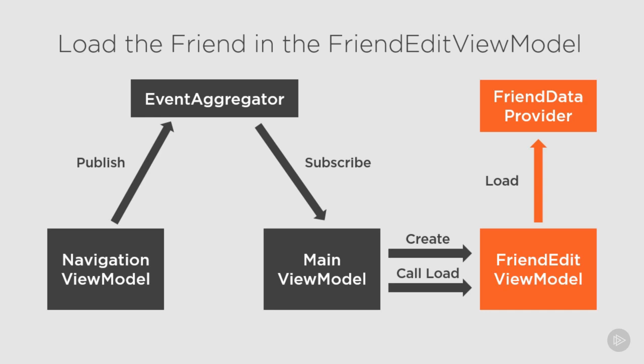The logic in the main view model is programmed against the iFriendEditViewModel interface. And now we need to focus on the implementation of that interface in the Friend Edit View model. We want to load the friend with a friend ID that we got from the main view model by using a friend data provider. So let's switch now to Visual Studio and let's implement the friend data provider and the Friend Edit View model.